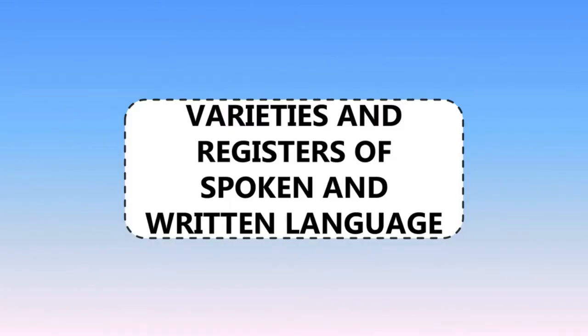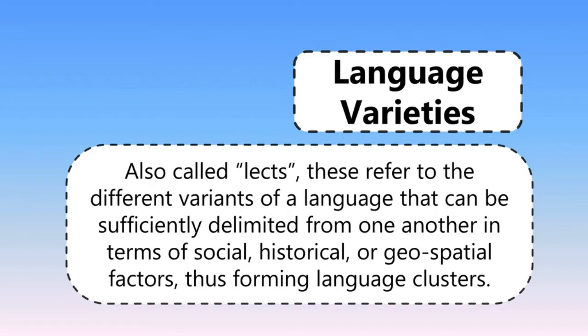Now we will move to varieties and registers of spoken and written language. So what are language varieties? These are also called lects, which refer to the different variants of a language that can be sufficiently delimited from one another in terms of social, historical, geospatial factors, thus forming language clusters. In sociolinguistics, language variety, also called lect, is a general term for any distinctive form of a language or a linguistic expression. Linguists commonly use language variety as a cover term for any of the overlapping subcategories of a language: Pidgin, Creole, regional dialect, minority dialect.